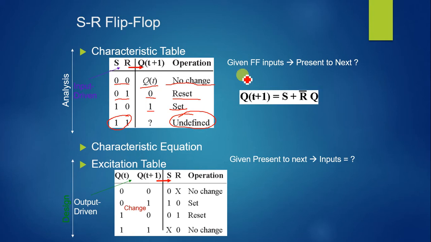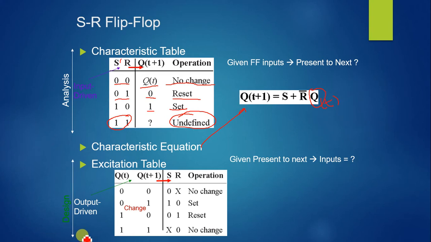For the SR flip-flop, the characteristic equation, that is Q of t plus 1, is given by S plus R complement into Q. Q of t is your previous state. This is the characteristic equation. Q of t plus 1 will be given by the equation S plus R complement into Q.